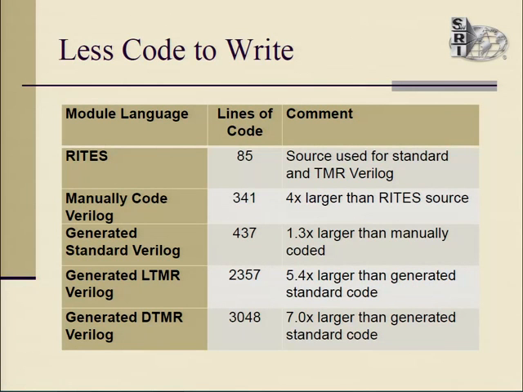This gets really interesting when we start talking about TMR. The generated local TMR required almost 2,400 lines of code, which is 5.4 times larger than the generated code. If we assume that scaling factor is accurate, we'd be talking about hundreds of lines of manually coded TMR. It's even worse for DTMR, where we see 7x increase over the standard generated code. So particularly when we start talking about needing to provide TMR protection, we see some real benefits in code size, at least, from the timing language.